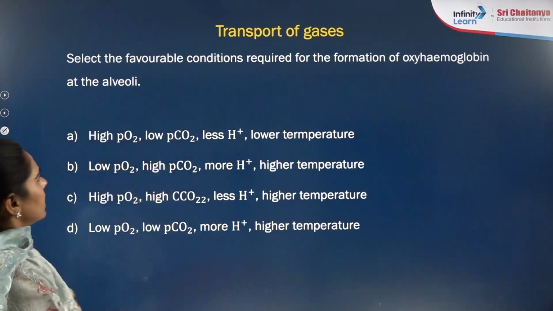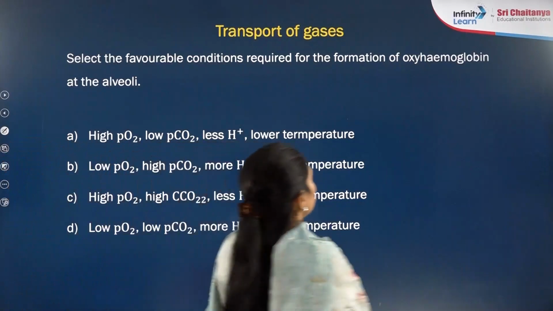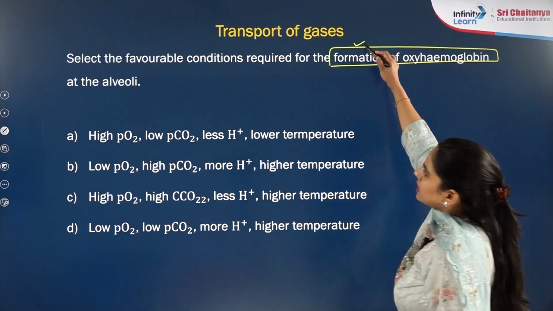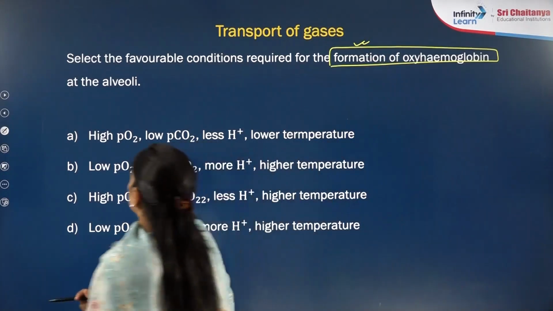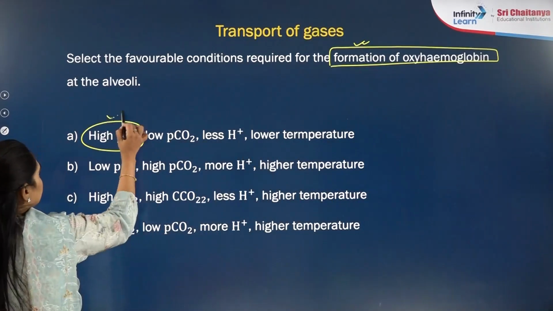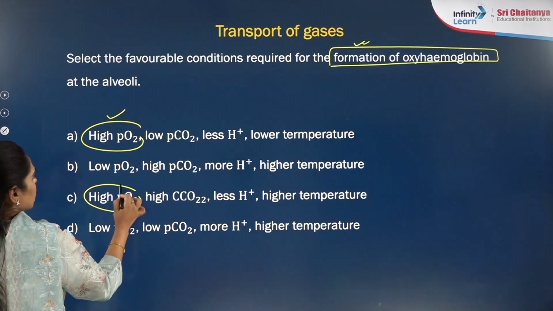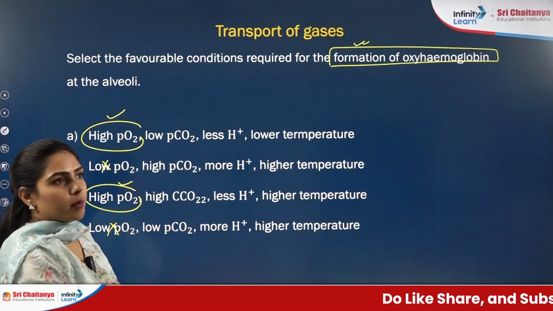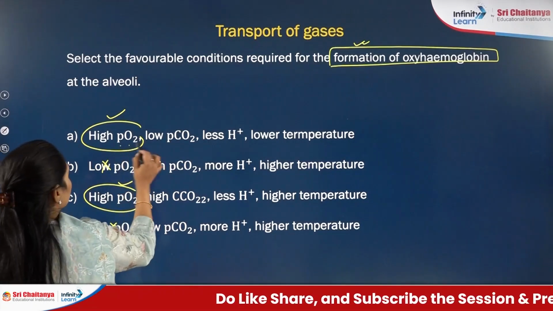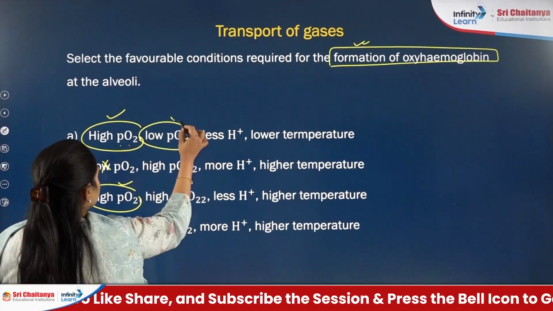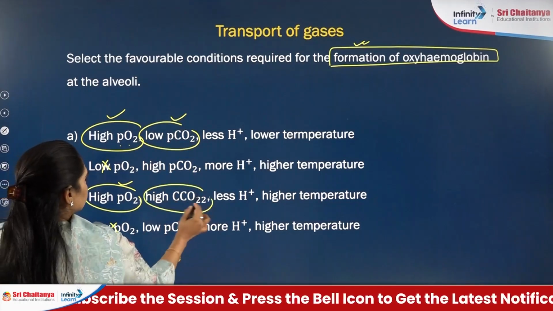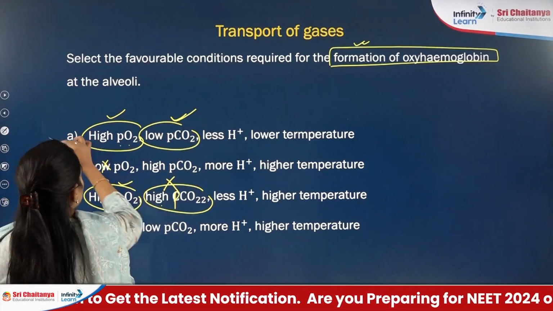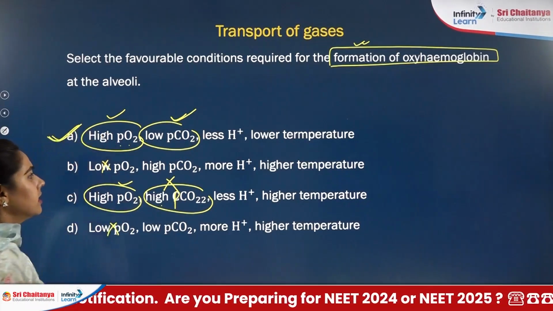Select the favorable conditions required for the formation of oxyhemoglobin. For the formation of oxyhemoglobin at the alveoli, PO2 should be high. It is correct. In low PO2, oxyhemoglobin will not be formed. When high PO2, then PCO2 should be low. Yes, correct. But here, PCO2 is high, so it is incorrect. So if it is correct, then this is going to be your answer.